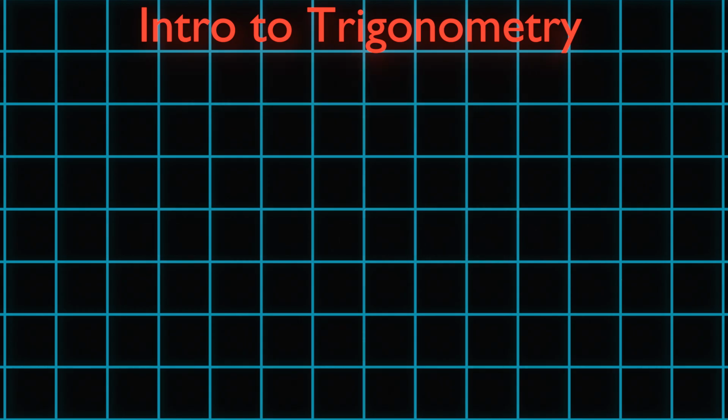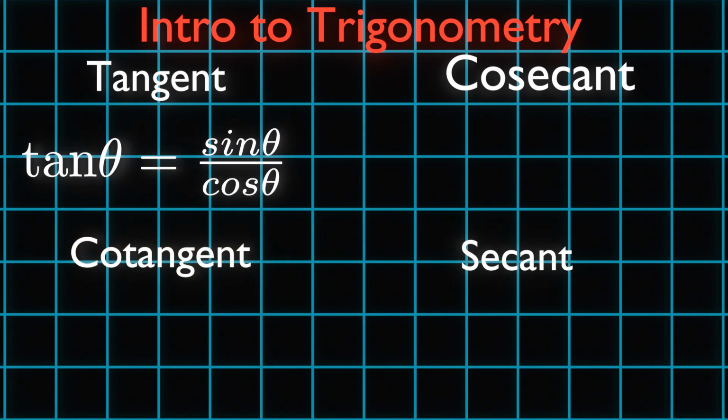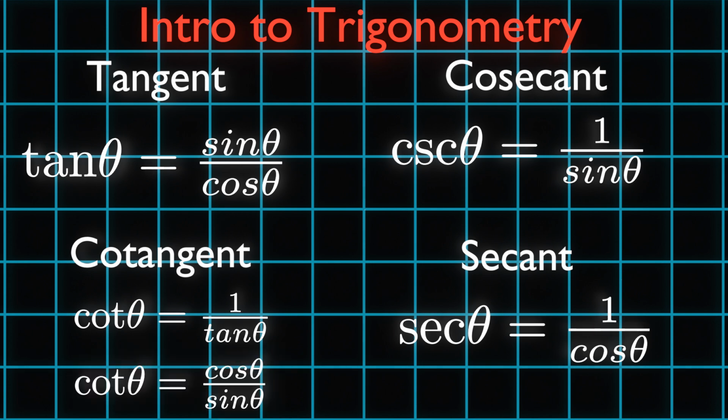There are also 4 other trigonometric functions: the tangent, cosecant, secant, and cotangent. The tangent is defined as sine divided by cosine, and these functions are just 1 divided by their corresponding function. So this is 1 over sine, this 1 over cosine, and this 1 over tangent. However, it can also be expressed as cosine over sine.